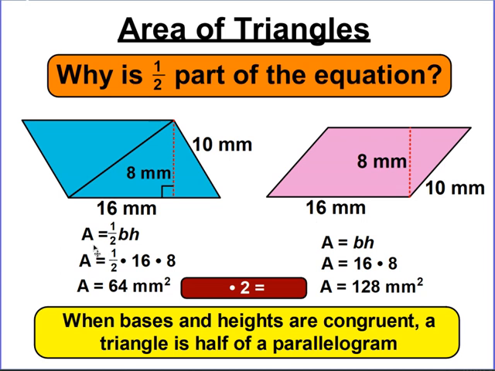So that's why we have half here. We take the parallelogram formula, A equals BH, and if we cut it in half, we figure out the area of the triangle that has the same base and height. All right? So hopefully that helped explain a little bit why the 1/2 is in the formula.